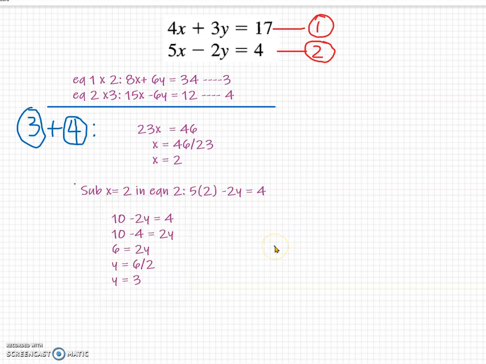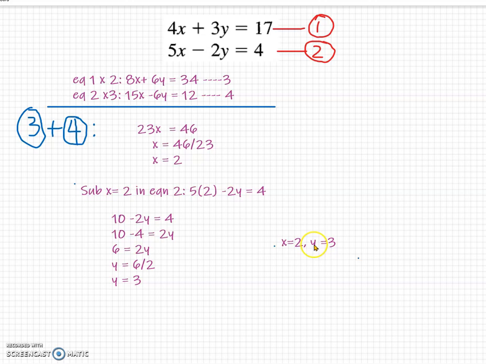Alright, so this tells me that the final solution here that satisfies equation 1 and 2 is x is equal to 2 and y is equal to 3. So x is equal to 2, y is equal to 3. Alright, this satisfies this pair of linear equations here. x equal to 2, y is equal to 3.